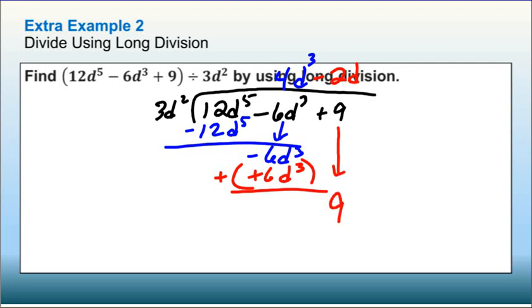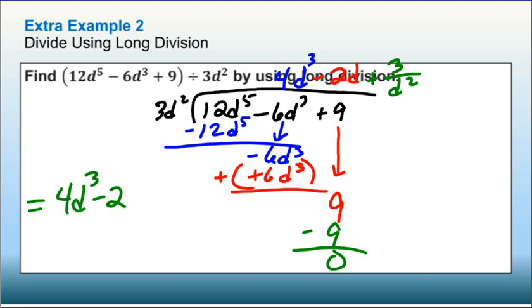So I need to know, what do I multiply 3 by to get 9? That would be a positive 3. To get rid of the d squared, I have to divide by d squared, because d squared divided by d squared is 1. So that gives me just 9. Subtract them below and I get 0. So my final answer would be 4d cubed minus 2d plus 3 over d squared.